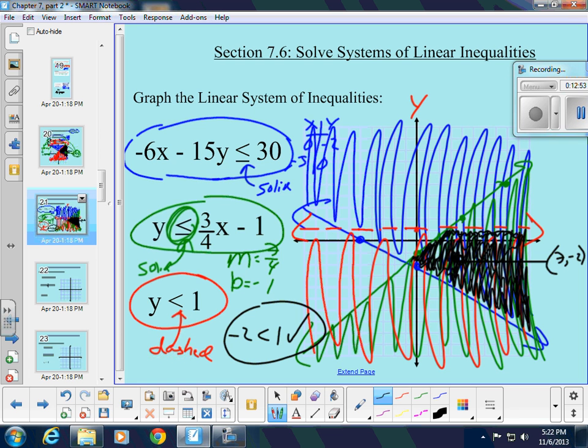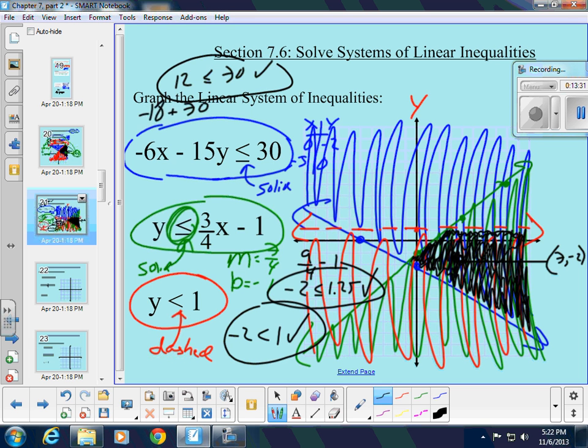If I plug it in the next one, if I plug in 3 for x, I'll get 9/4. And 9/4 is about 2 1/4. Minus 1 would be 1 1/4. And what I'm trying to determine is for y, let's see, is 1 1/4 greater than -2? Well, yes, it is. So, yep, it works for the second inequality as well. And then just checking the last one. 3 times -6 would give me -18. -2 times 15 would give me +30. And so what I get there, I get 12. Is 12 less than or equal to 30? Yes, it is. So yes, it also works for that inequality.